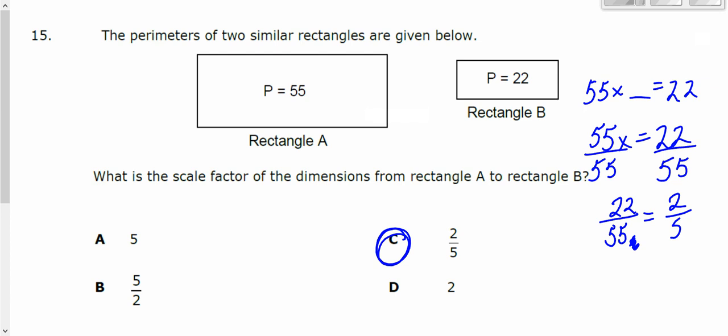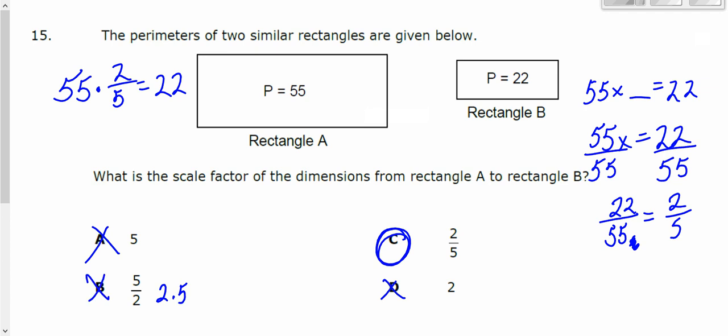I could also test these out. In my calculator, I could do 55 times 2/5, and it should give you 22. No other number would work. Times 5 would be way too big. Times 2 would be too big. And 5 halves is actually 2.5, so that would also be too big. Only 55 times 2/5 gets me 22.